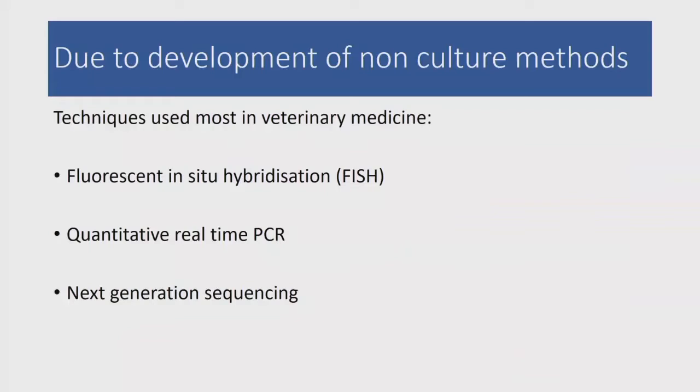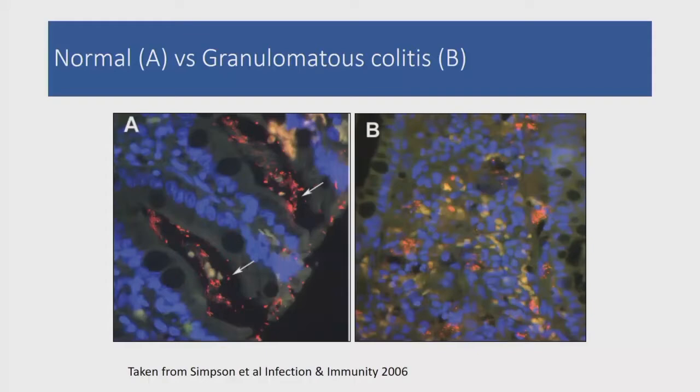So the increase in knowledge has correlated with the development of non-culture methods, because about 85% of bacteria that are present in the gut can't be cultured using traditional methods. So the techniques that are most commonly used in veterinary medicine include FISH, or fluorescent in situ hybridization, quantitative real-time PCR, and next-generation sequencing. When we use FISH, we use it because it allows us to look spatially at where the bacteria are located.